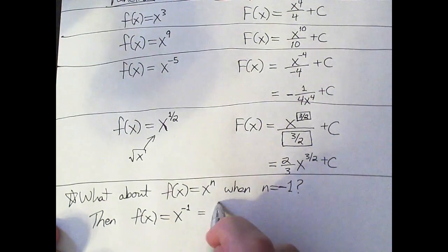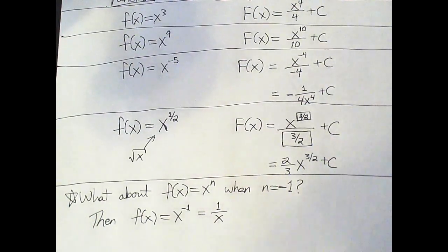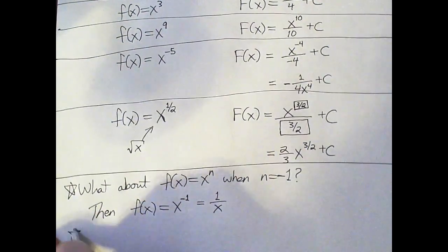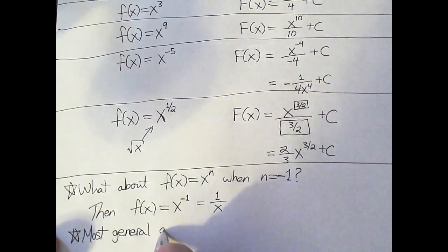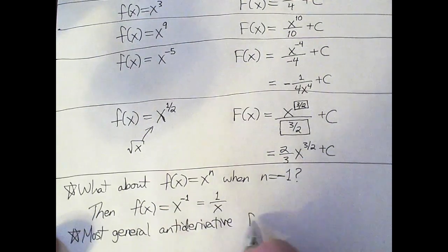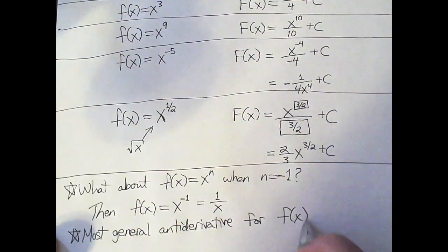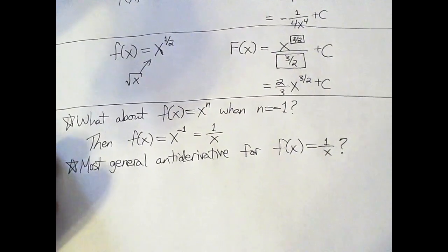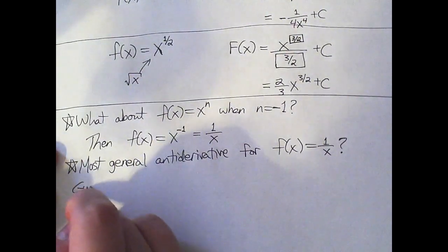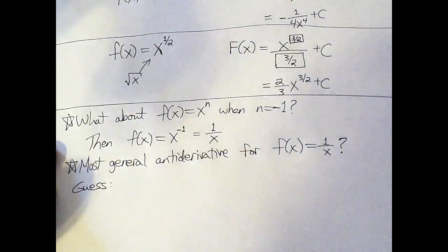X to the -1 is also known as 1 over x. So this is really asking us what is the most general antiderivative for f of x equals 1 over x. I think we know one antiderivative for it. Here's a guess.